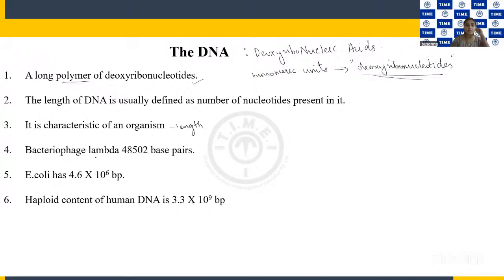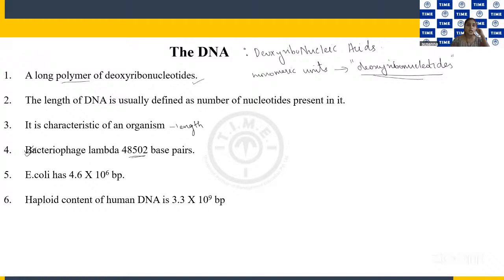For example, the bacteriophage lambda. What is this bacteriophage? Bacteriophages are actually the viruses that infect bacteria. We call them generally bacteriophages. So one kind of virus which infects bacteria is bacteriophage lambda. And bacteriophage lambda has how many base pairs? 48,502 base pairs. That is unique for bacteriophage lambda. That's what I said: the number of nucleotides present, and therefore the length of the DNA, is characteristic of an organism, unique for an organism.